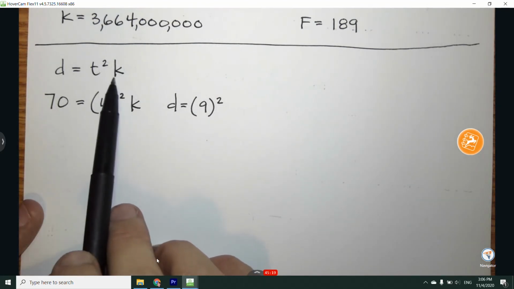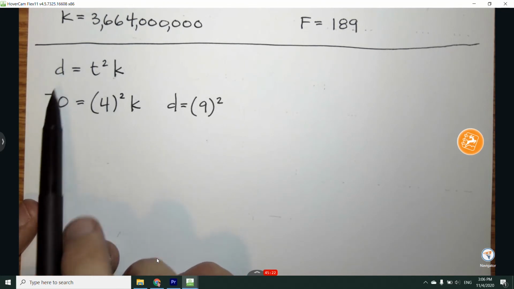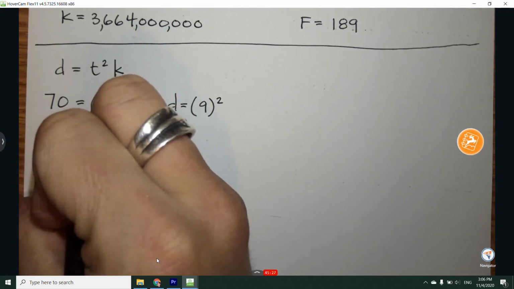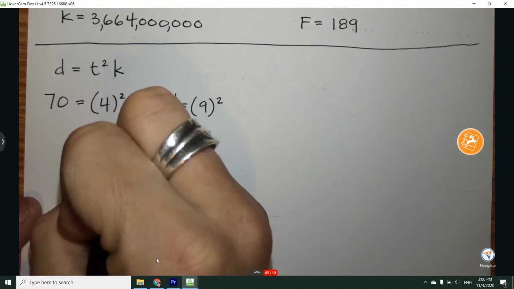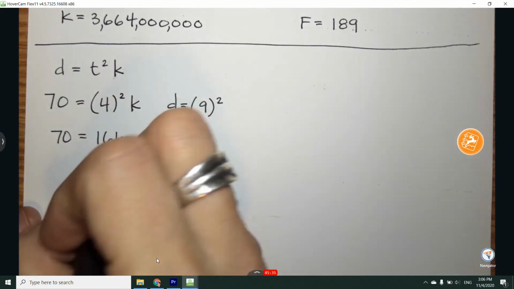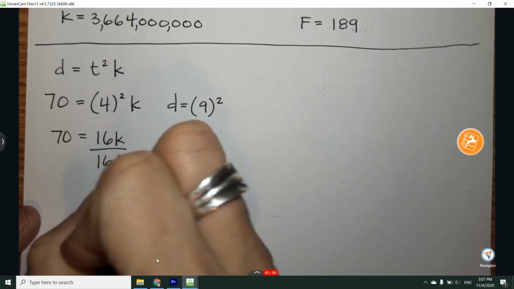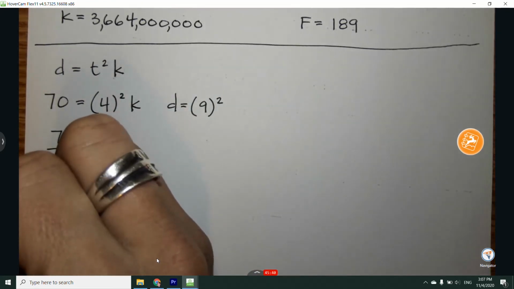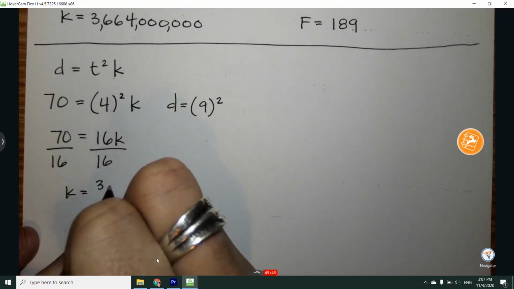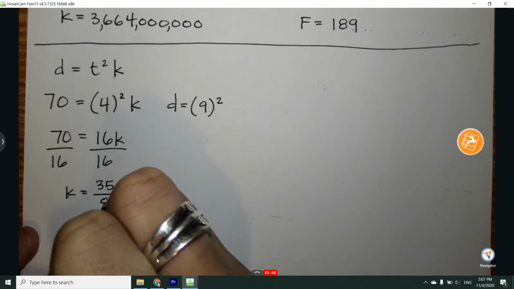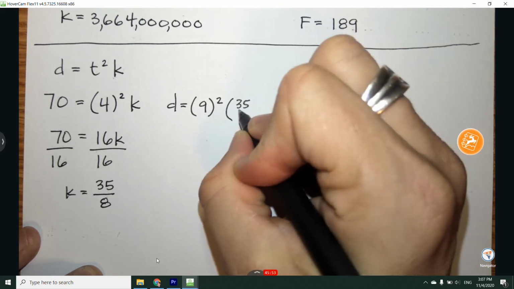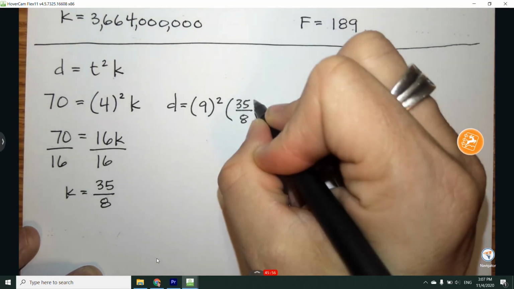Okay, so plug in our constant here. Our distance is 70 feet. Our time was 4 seconds. So first thing we're going to do is square that 4 seconds, which gives us 16. That's 4 times 4. And then we're going to divide both sides by 16. And so we're going to leave this in fraction form. And so this k is equal to 35 over 8. And so let's plug in our k and solve this equation again, now that we know what our constant is.